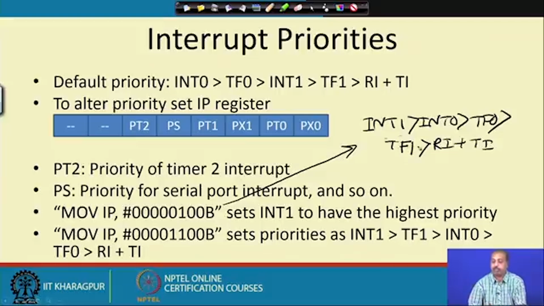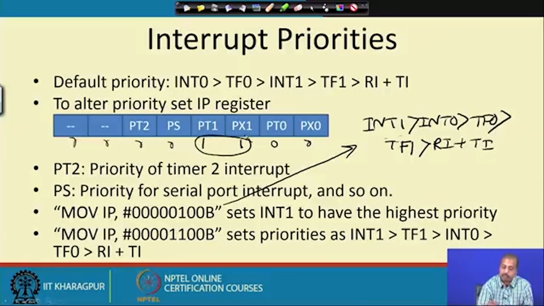So you can change the priorities so that an interrupt will assume the highest priority and the rest of them will follow the previous order. Naturally it raises the question: can we have more than one bit set to 1? If you do it like this, with two interrupts set to 1 and the rest all 0, that means these two interrupts will acquire priorities higher than the remaining ones.